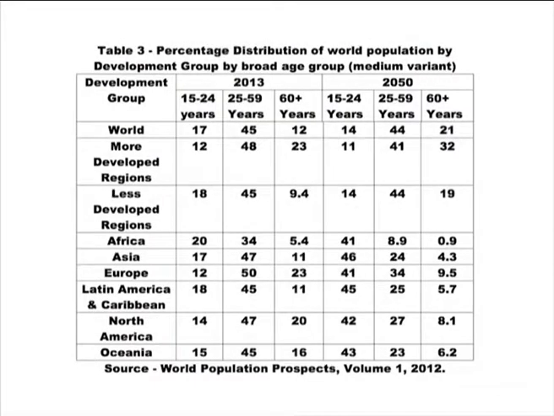This table shows the distribution of world population by broad age groups in 2013 and the projected distribution in 2050 as per the medium variant. For the world, 17% of the population was in the age group of 15 to 24 years, while 45% was between 25 to 59 years. 12% of the world population belonged to the 60 and more years category in 2013. For the more developed countries, the percentages were 12, 48 and 22 respectively, while for the less developed countries, the percentages were 14, 44 and 19 respectively, which was very similar to the world pattern.